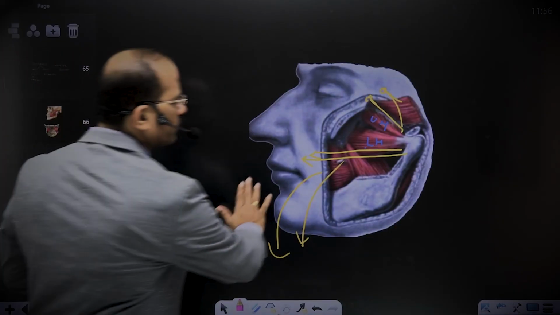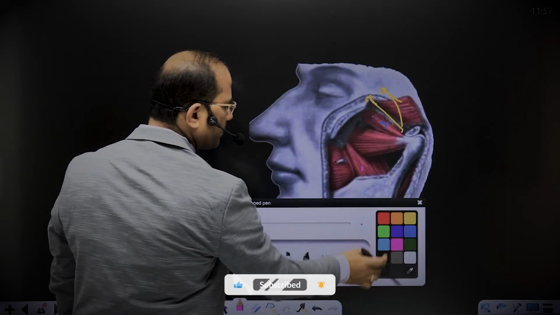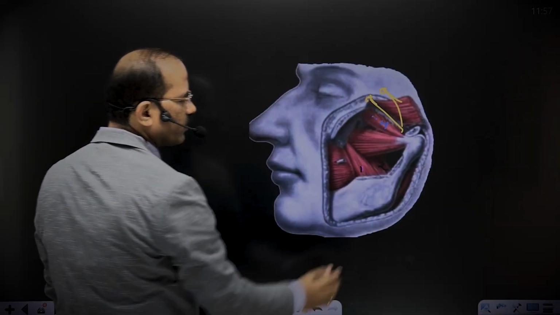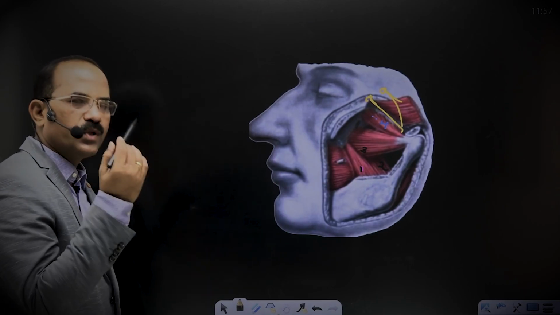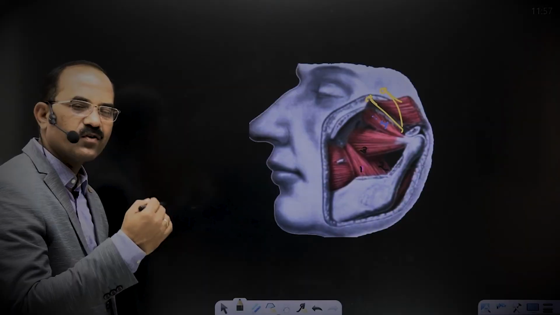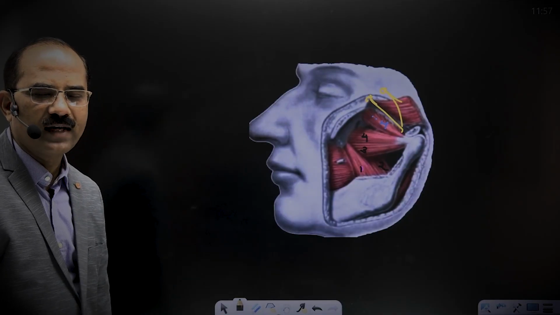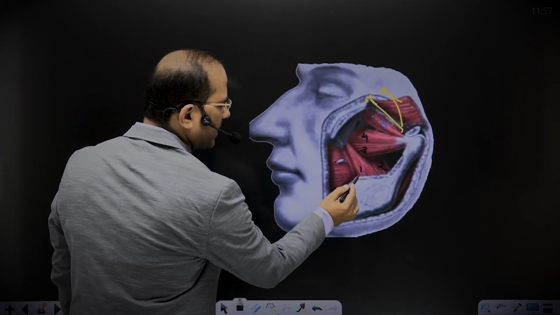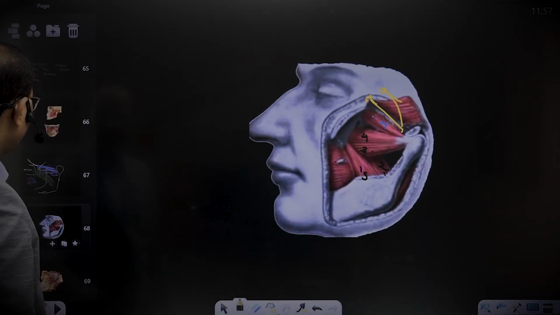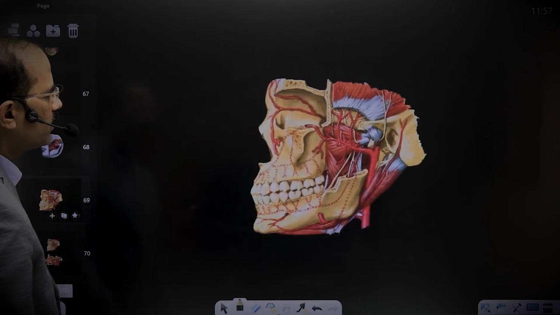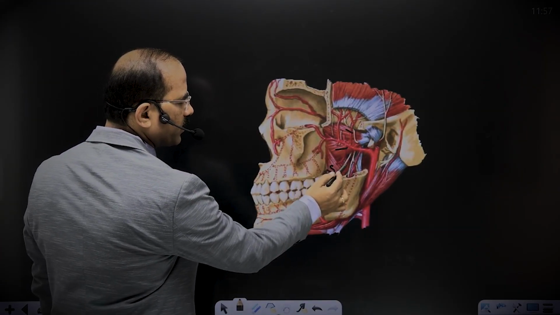Look at this slide, another very good slide. So what is this? Number one, that's the superficial head of medial pterygoid. Number two is the deep head of medial pterygoid. Number three, the lower head of lateral pterygoid. So the lower head of lateral pterygoid is between the two heads of medial pterygoid. And number four is the upper head of lateral pterygoid. Clear? I hope this is clear to all of you. You can see the upper head of lateral pterygoid, lower head of lateral pterygoid, superficial head of medial pterygoid, deep head of medial pterygoid.